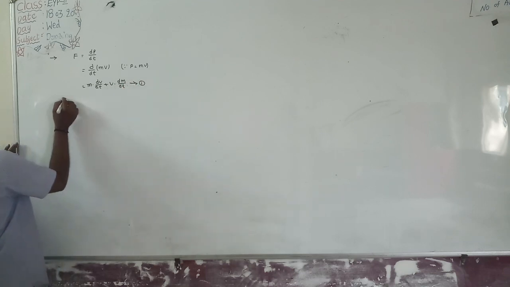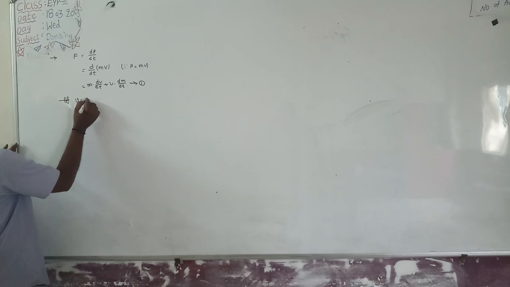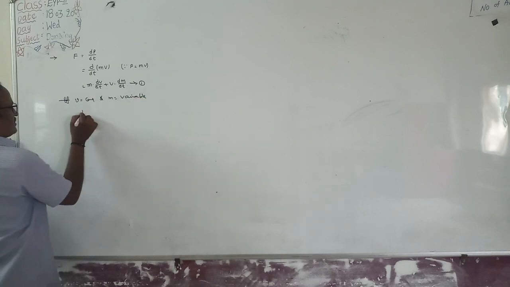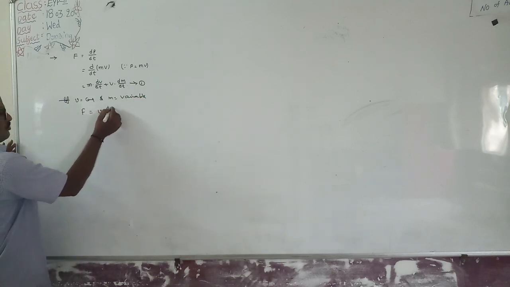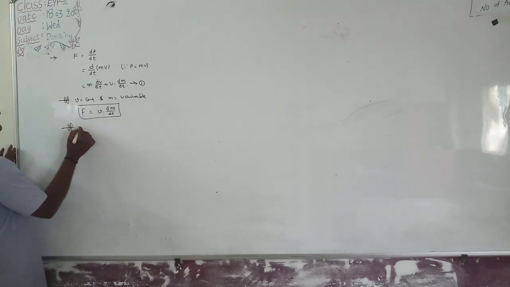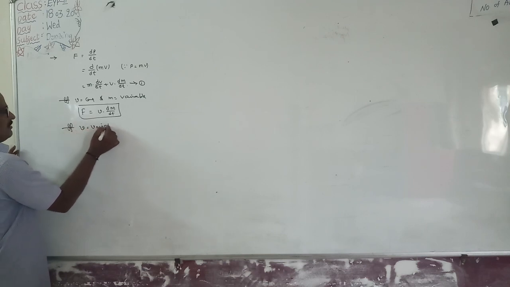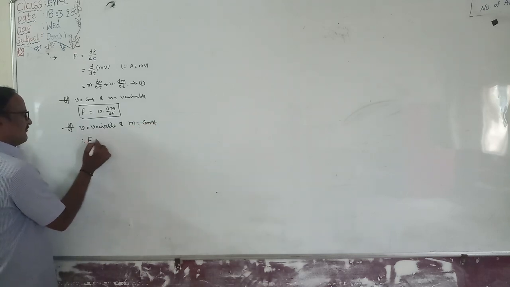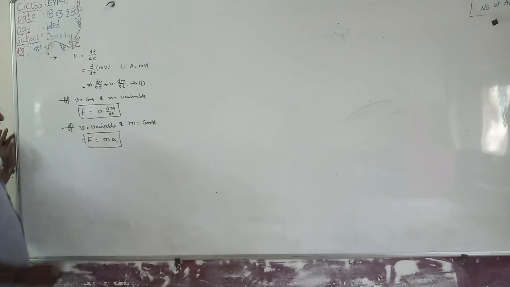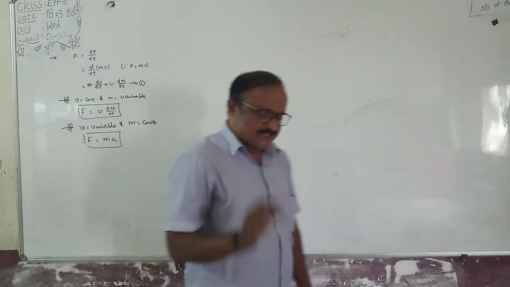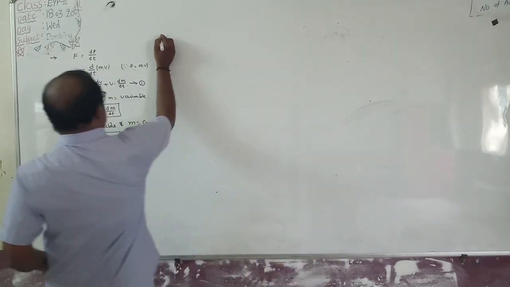This is the basic formula. Suppose if v is constant and m is variable, in this situation, the force acting on the body is given by v into dm by dt. Otherwise, if the velocity of the body is variable and mass is constant, then force F is equal to ma. Force F equal to ma. Up to this, we discussed in the previous videos. Okay, right.